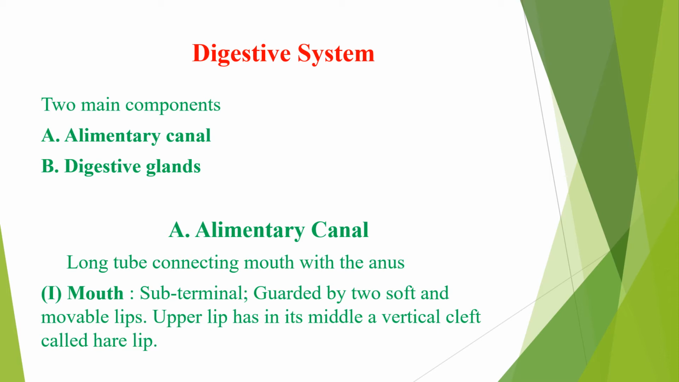Now the mouth, it is subterminal in position, and it is guarded by two soft and movable lips. Upper lip has a vertical cleft in it, a small cut on the upper lip, because of which the incisors are visible outside, and this upper lip is called as hair lip.